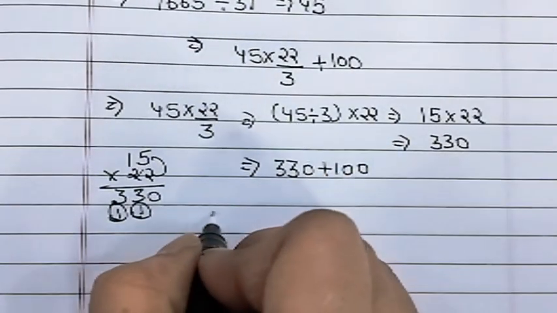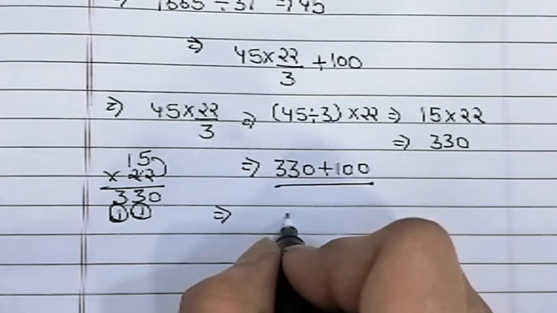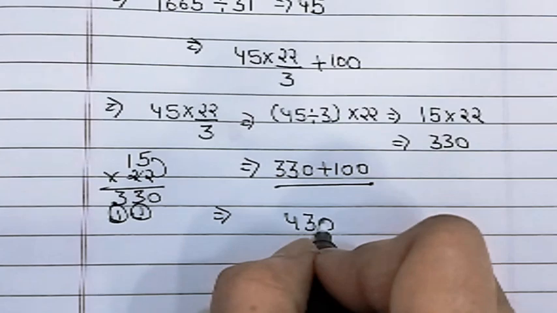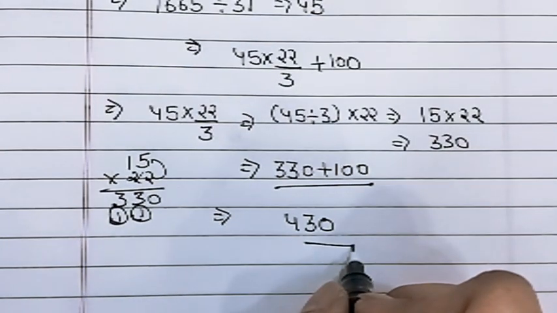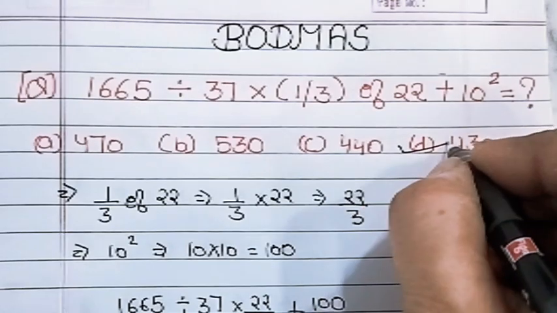Now the fourth and last step is addition. Finally, add the results, and after adding you will get 430. The final result of the expression is 430. Now comparing this to the given options, the answer is D, and I hope it is clear.